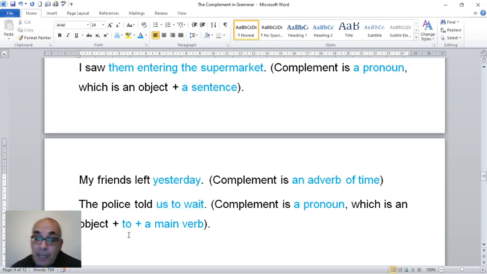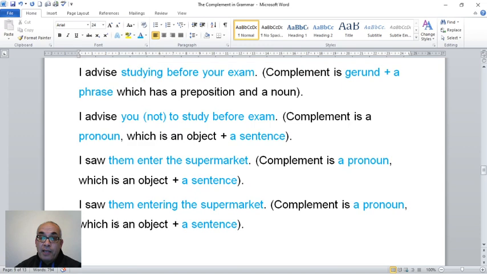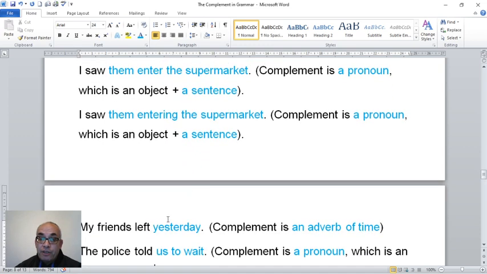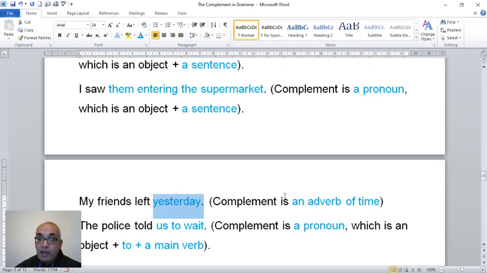So I explained this a little bit quickly, but I don't think it is difficult because I put the answers for you in blue and I put the explanation here. So this is the complement, and this is the explanation for the complement. Why? What is this? So yesterday is a complement. Why is it a complement? Because it is an adverb of time and it comes after the verb. After the verb told, I have a complement. So remember, a complement is anything which comes after a verb.